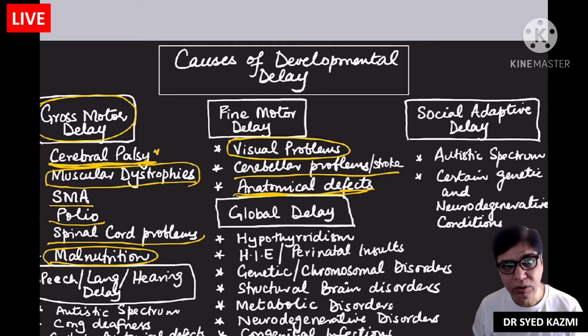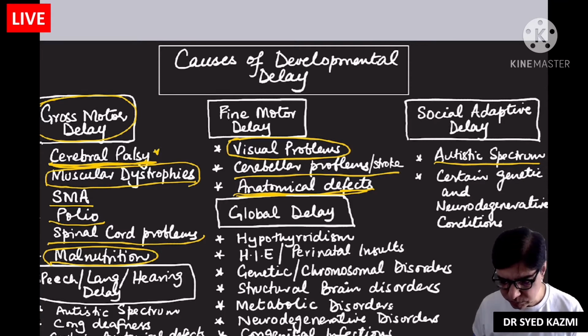Then the social adaptive delay. If the child is only lacking in the social adaptive domain, then obviously think about the autistic spectrum. The autistic spectrum is a large spectrum. On one hand, it's got mild, and on the other hand, a child can be severely autistic. They usually have problems with reciprocal social interaction. They've got speech problems as well in most of the cases, and there are stereotypies.